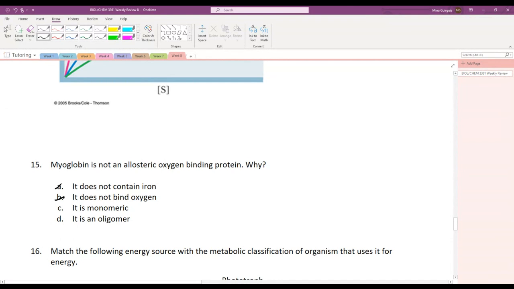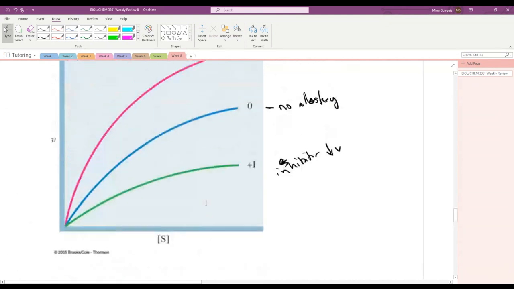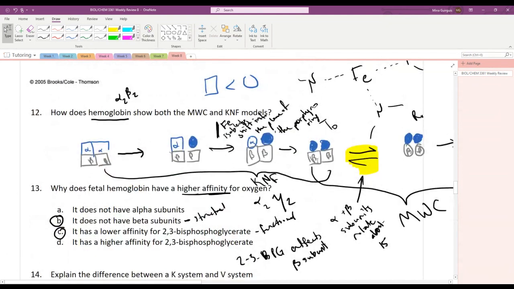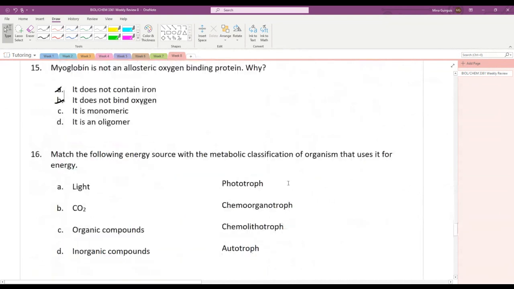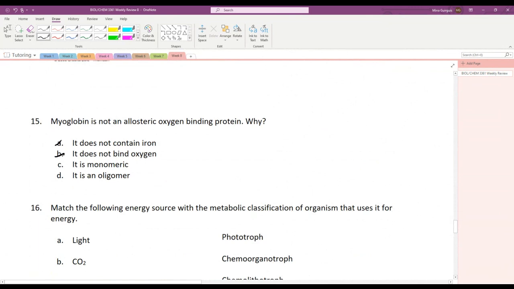So with most of what we've been talking about so far, the KNF model relies on it being an oligomer. The MWC is a little bit less specific about that. It can be a monomer, but we can also see it in oligomers. But importantly, the first step in hemoglobin allostery and cooperativity is the KNF model. So the reason that myoglobin couldn't have allostery is because it's monomeric. Okay.